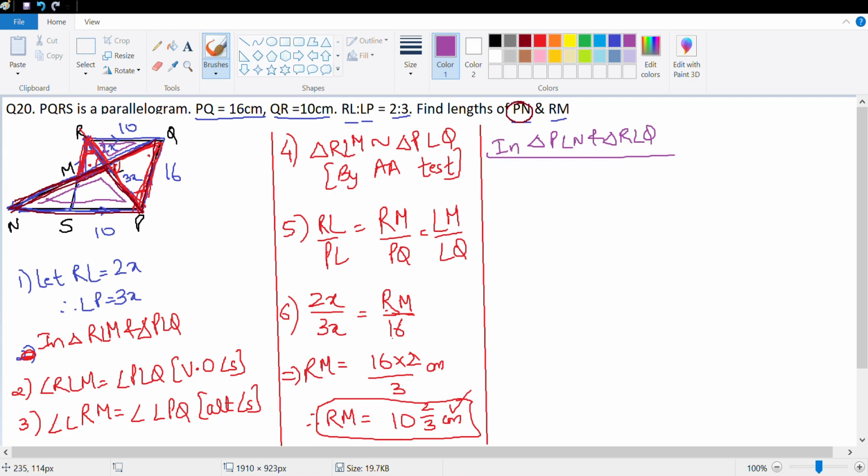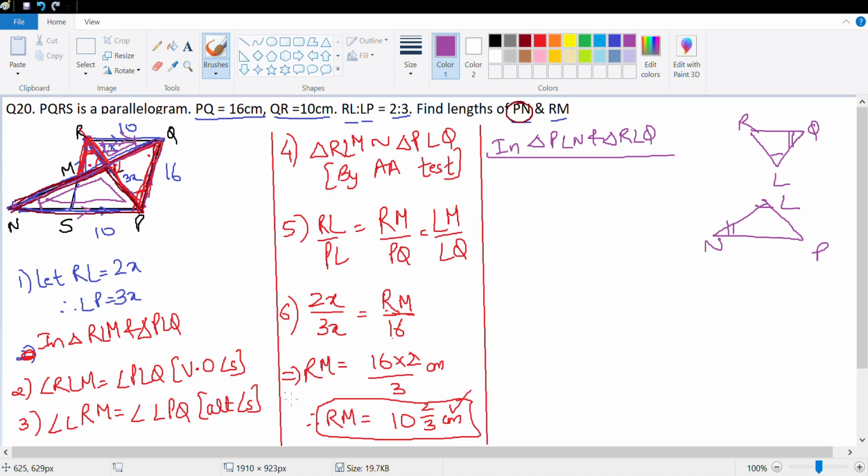Let me draw them separately. There's too much overwriting that I've done on that one diagram. This is LNP. So angle L and angle L here are equal. These are vertically opposite. And again, angle Q here and angle N here are equal because this line is parallel to this line, and NQ is the transversal. So these are alternate angles. So angle Q and angle N are equal. Let's just write that down.